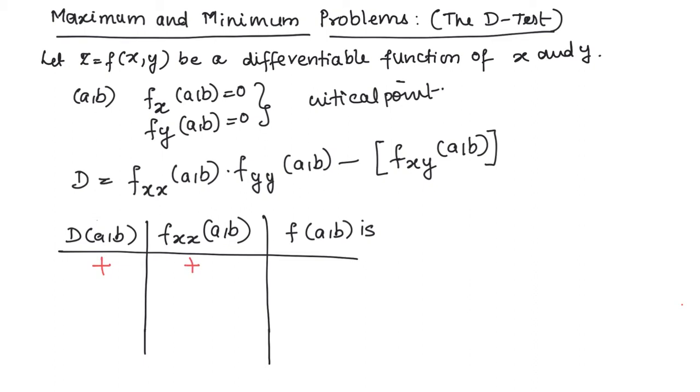If these two are both positive, then f(a, b) is a relative minimum. If this is positive and this is negative, then f(a, b) is a relative maximum. If D is negative, then f(a, b) is a saddle point. And if D is 0, then the test is inconclusive.